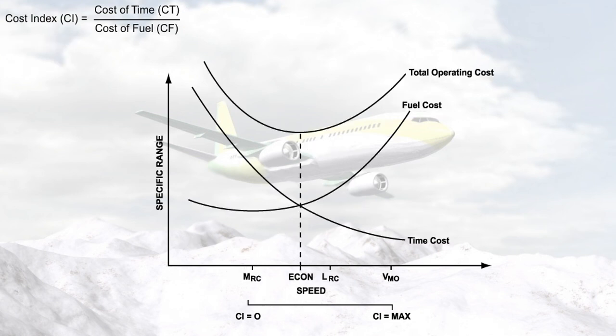To summarize then, increasing the cost index from 0 to maximum will increase the econ speed from maximum range speed through to VMO. For most aeroplanes, the cost index varies from 0 to 99 or from 0 to 999.